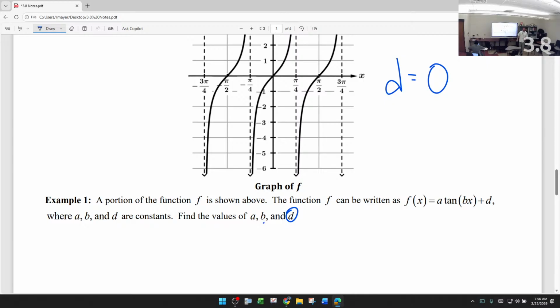Let's look at B, the period. We know that the period is equal to pi over B, or we know that B is equal to pi over the period. Either one of those two formulas works. They're still the same thing. The only difference is now we have pi as opposed to 2 pi.